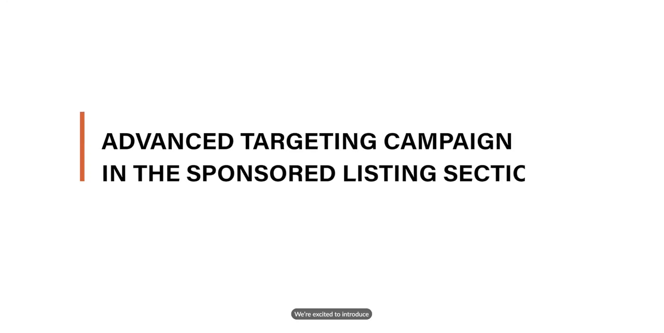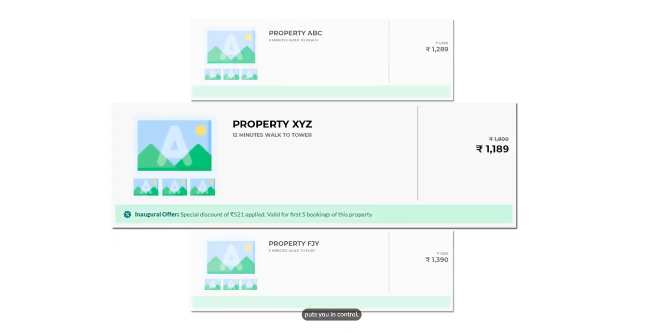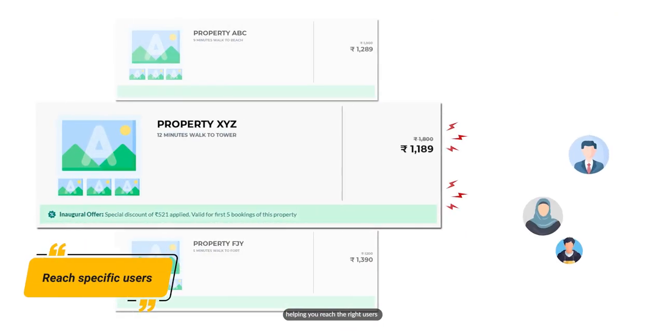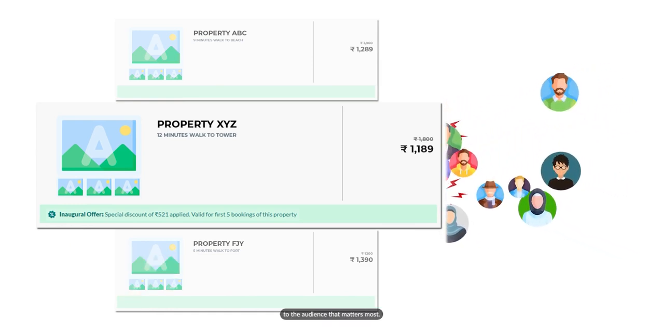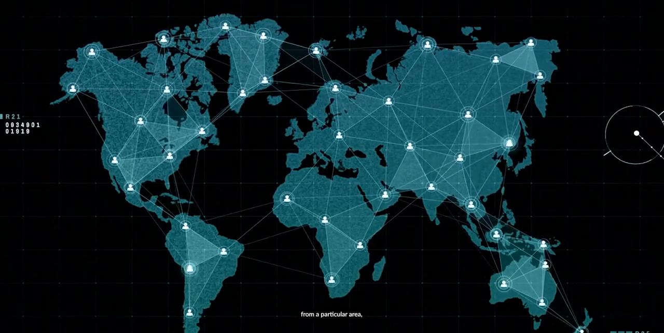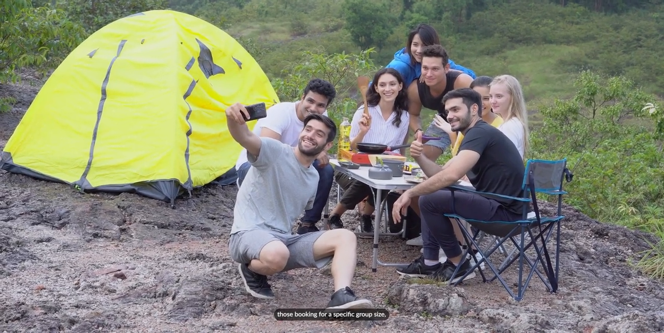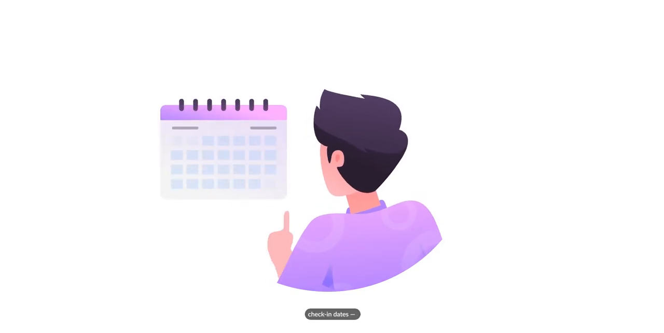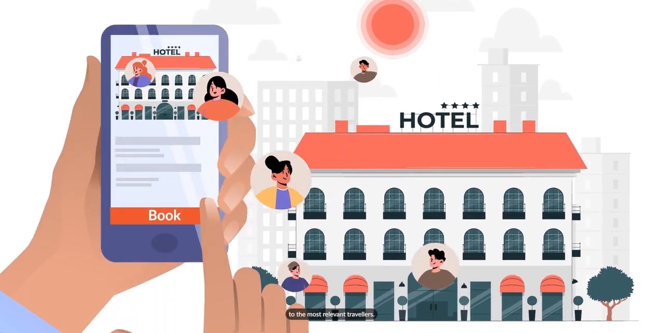We're excited to introduce Advanced Targeting, a new feature in Sponsored Listing, now live. Advanced Targeting puts you in control, helping you reach the right users based on their search behavior and show your property to the audience that matters most. For example, you can now target travelers from a particular area, those booking for a specific group size, or users searching for certain check-in dates, ensuring your ads are visible to the most relevant travelers.